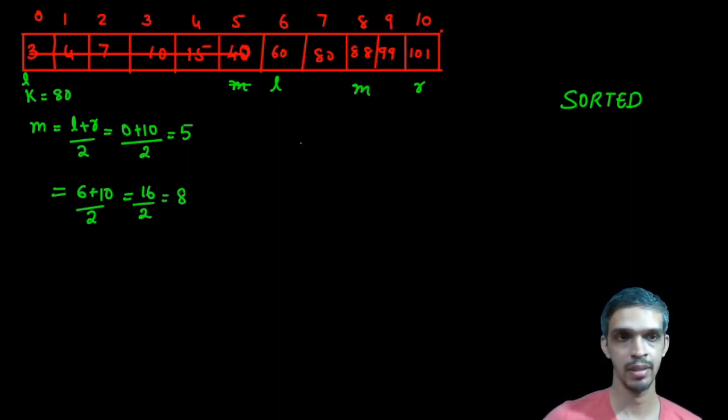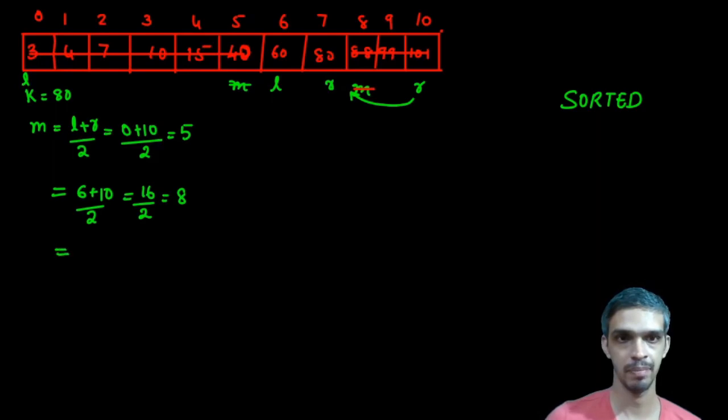So again we will be checking whether 80 equals 88. It is different. 88 is greater than 80, which means that there is no point in looking at the right of m, since it is a sorted array. So there is no point in looking at the rightmost part. What we will be doing is adjusting the value of R. R will be moved to the left of m, to m minus 1. So we will be fixing R here.